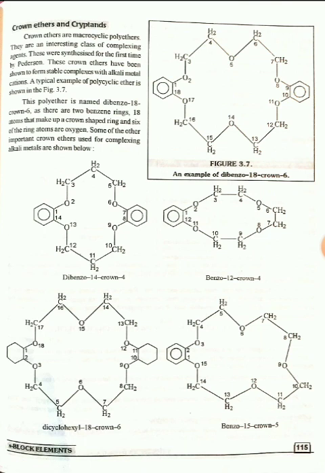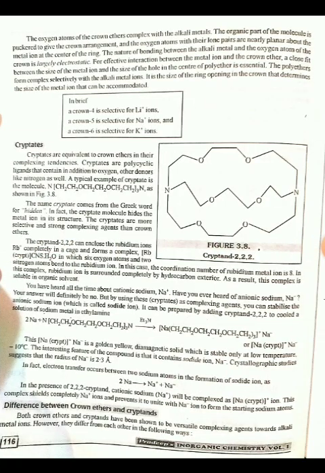The polyether is named dibenzo 18 crown 6 as there are two benzene rings, 18 atoms that make up a crown shaped ring, and 6 of the ring atoms are oxygen. Some of the other important crown ethers used for complexing alkali metals are shown below. The oxygen atoms of the crown ethers complex with the alkali metals. The organic part of the molecule is puckered to give the crown arrangement, and the oxygen atoms with their lone pairs are nearly planar about the metal ion at the center of the ring.